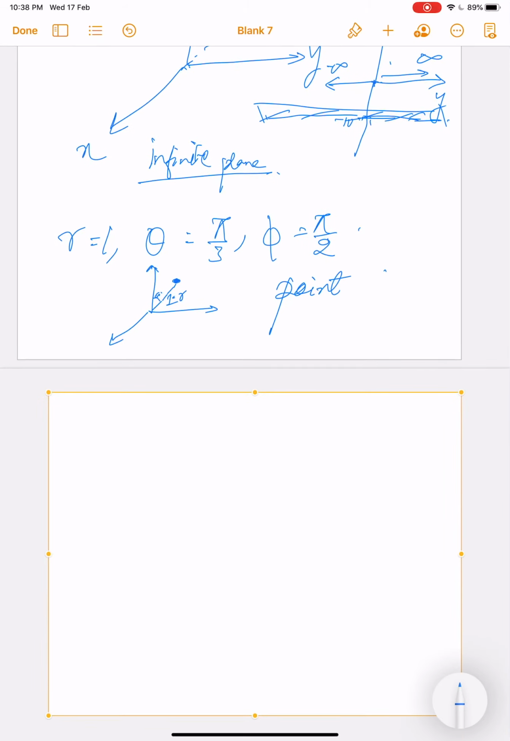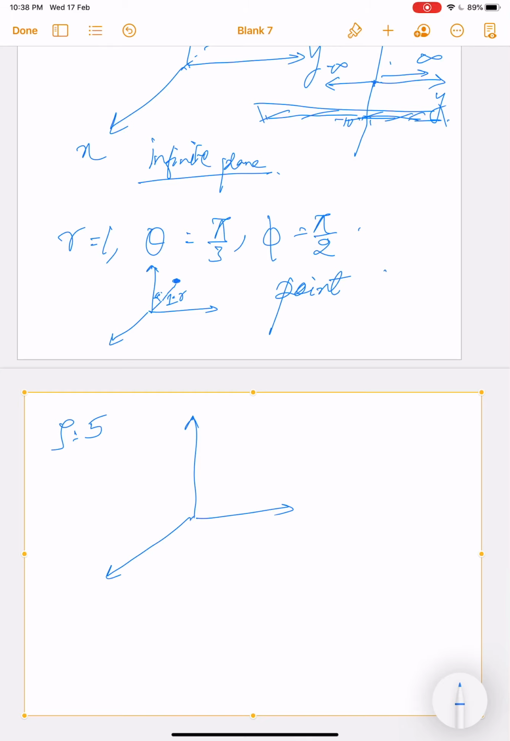Now let's see what we will get over here. rho is equal to 5. Okay, when rho is 5, then what does that mean? That means rho is fixed, but phi and z can vary as much as they want. But you have to fix this rho. If rho is fixed, that is over here, this is 5. This is your phi, it goes like this. This is rho.